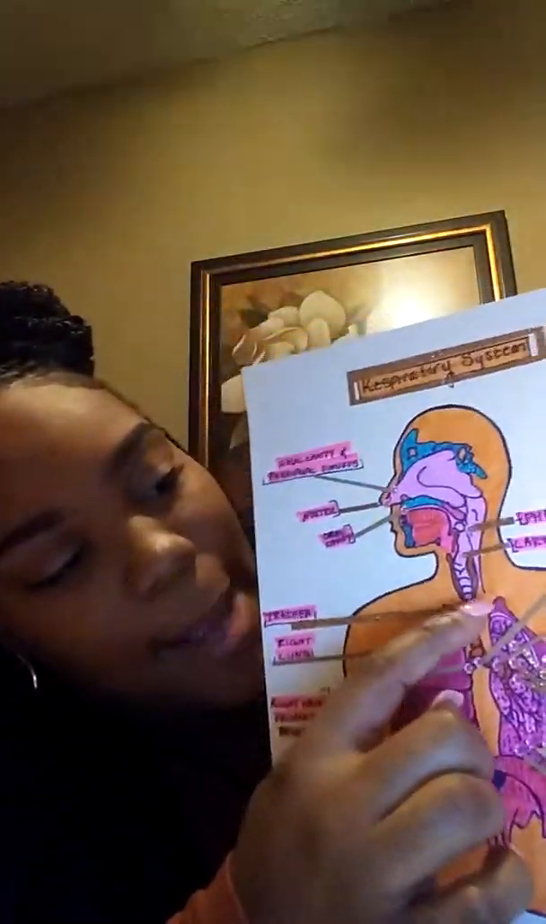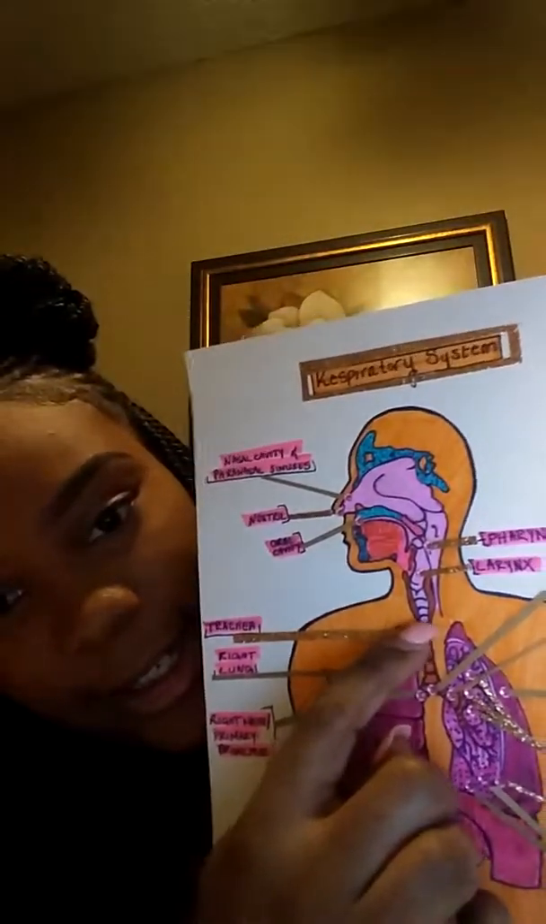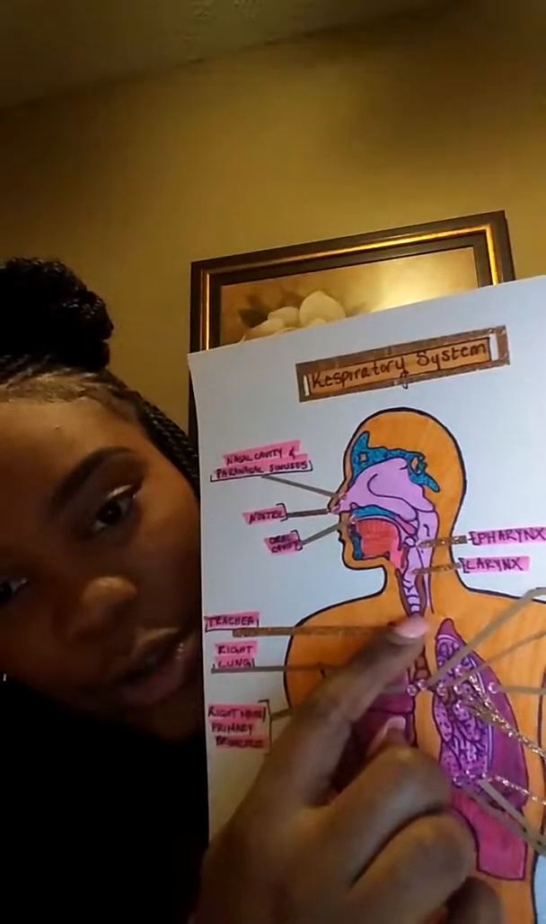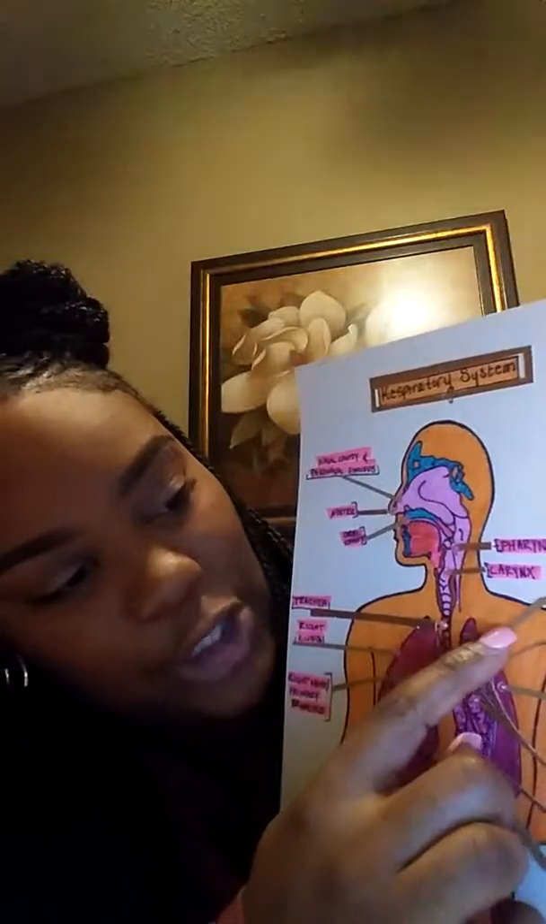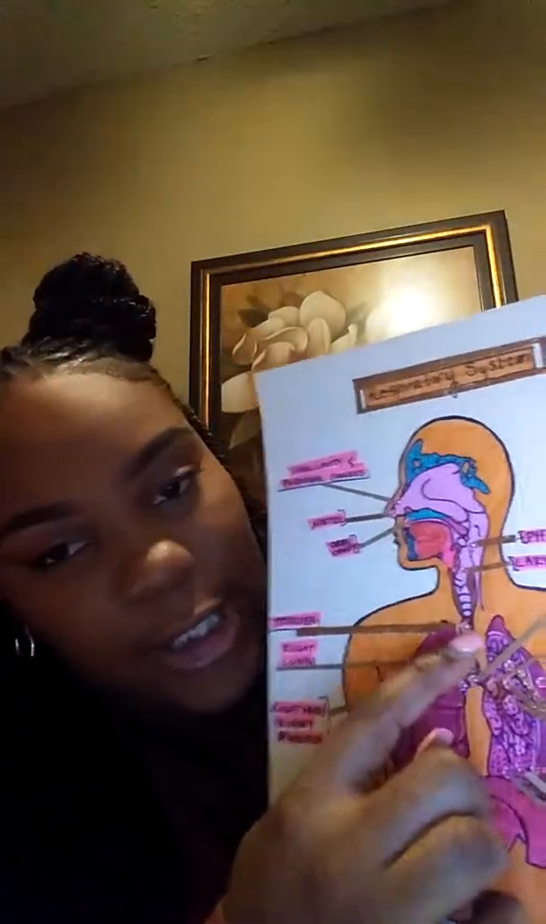The upper respiratory stops right here at the end of the larynx, and then the lower respiratory tract starts at the trachea, which is here, colored in orange. So I believe the lower neck, or this point right here, would be a landmark to know the separation of the two.